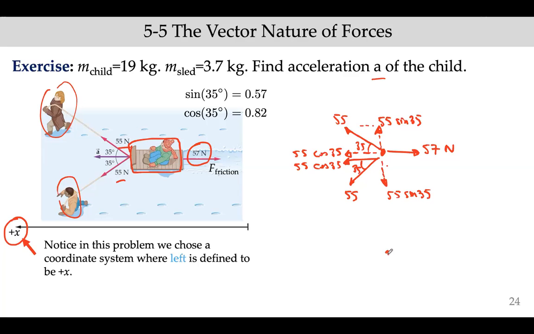Now, if you want, you can rewrite it as, let's just write the components now, sine 35. So what I'm trying to do is write the components only in exactly x direction or y direction. So 55 sine 35. So here, these are the same, right? So I will just multiply it by 2. So it's going to be 2 times 55 times cosine 35. And there is also the friction force in that direction.